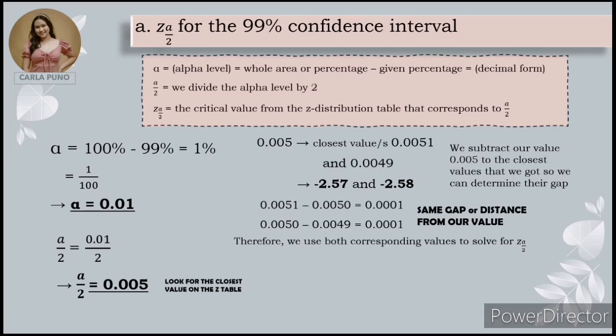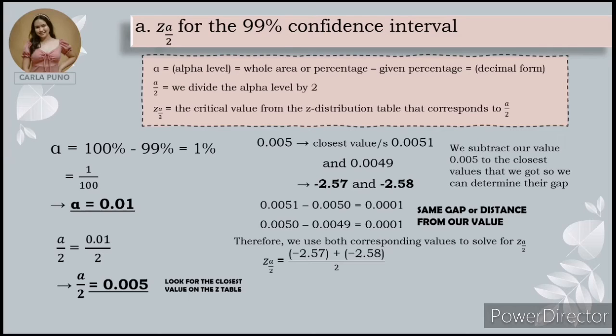Therefore, we use both corresponding values to solve for z sub alpha divided by 2. We are going to add the corresponding values and then we divide by 2.